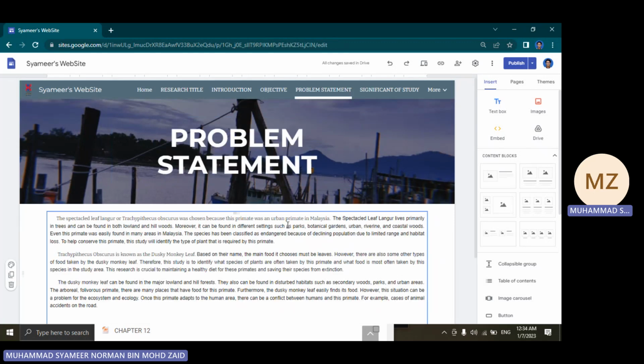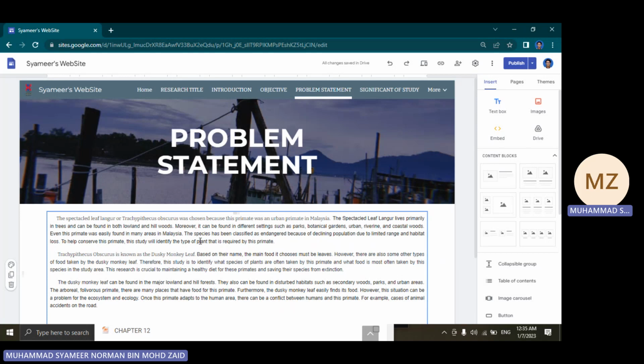So why do I do this research? I choose this primate because it is an urban primate in Malaysia. This primate is easily found in many areas in Malaysia. This species has been classified as endangered because of declining population due to limited range and habitat loss. To help conserve this primate, the study will identify the type of plant that is required by this primate.